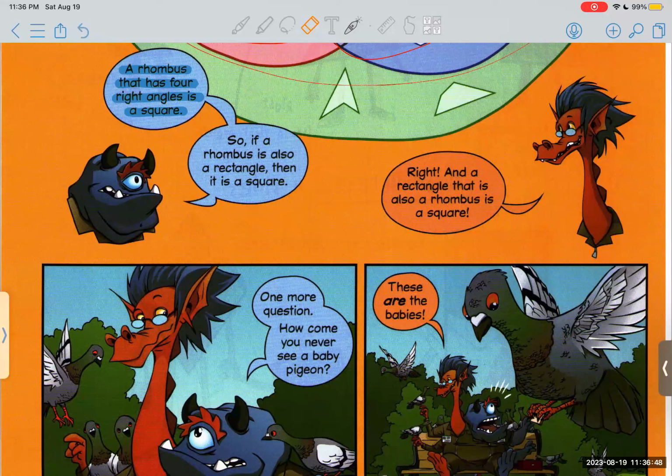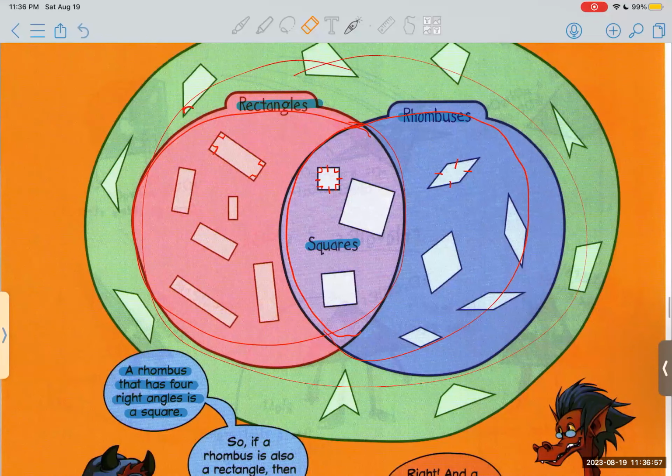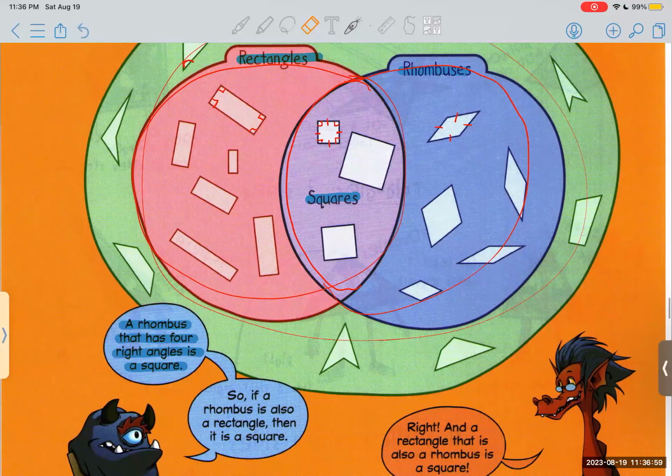Yes, that's right. If a rhombus is also a rectangle, so if we scroll on, we can see that a rhombus has four equal sides, right? And a rectangle has four right angles. If we combine the two, that gives us.